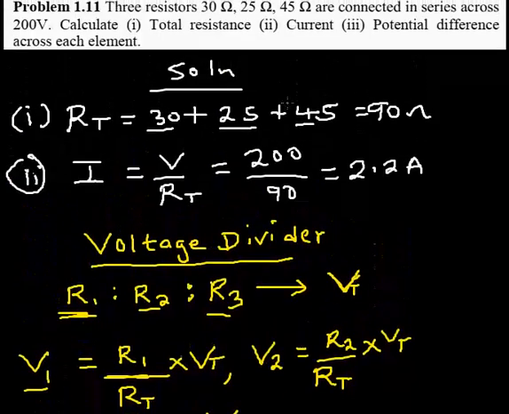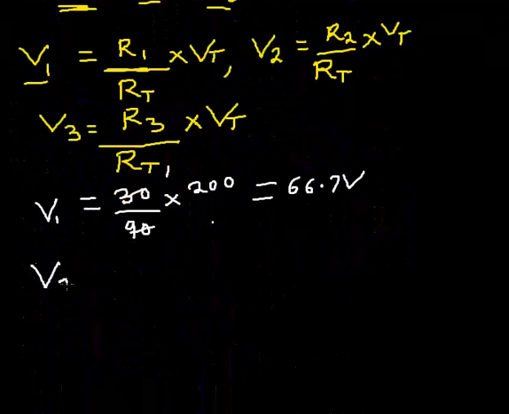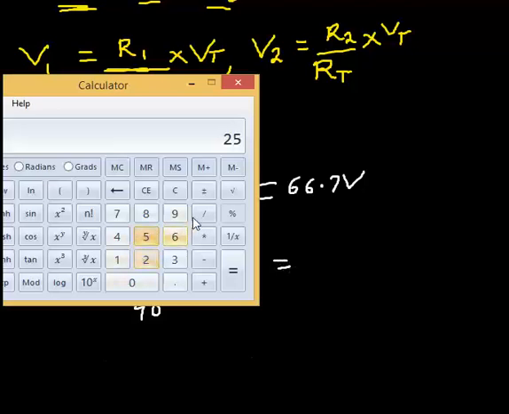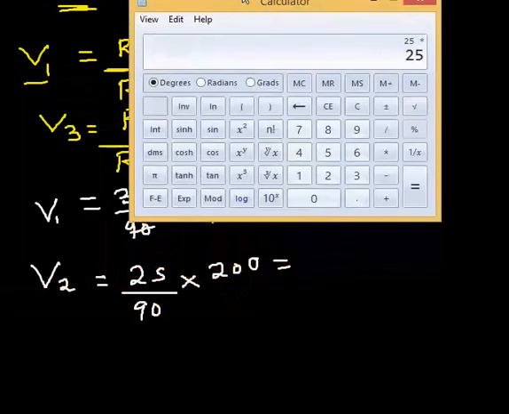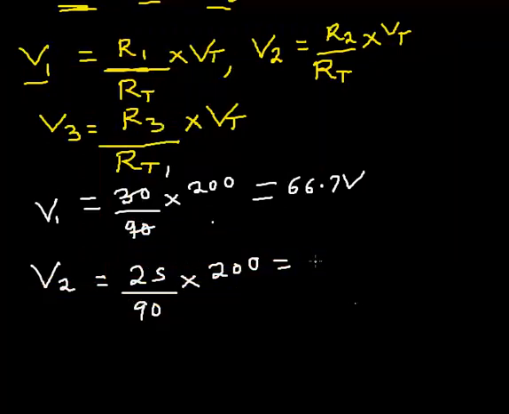Okay, so the voltage across R2, V2. R2 is 25, total is 90, then times the voltage supplied. So this is going to be equal to 25 times 200, then divided by 90. So that's 55.6 volts, approximately.